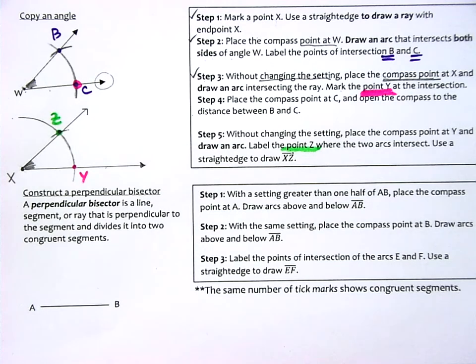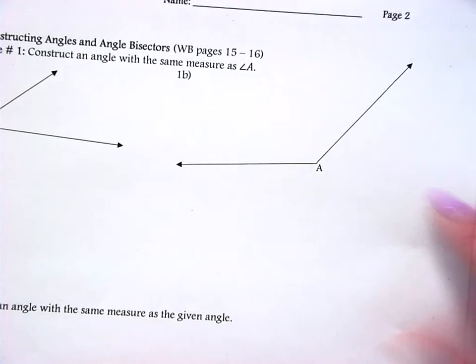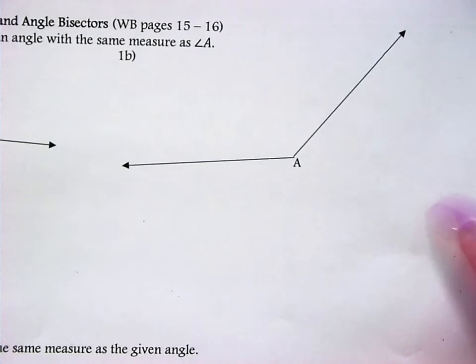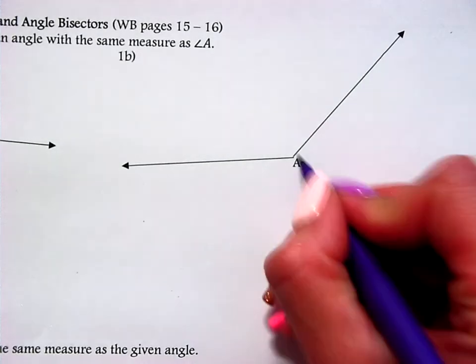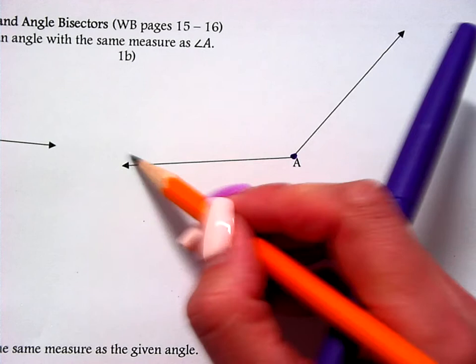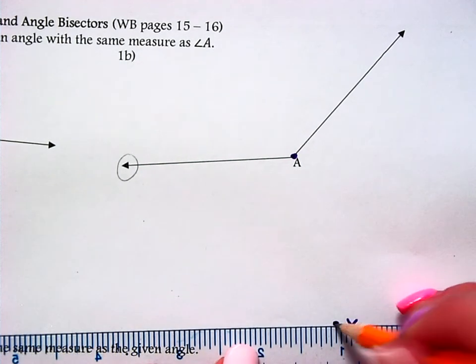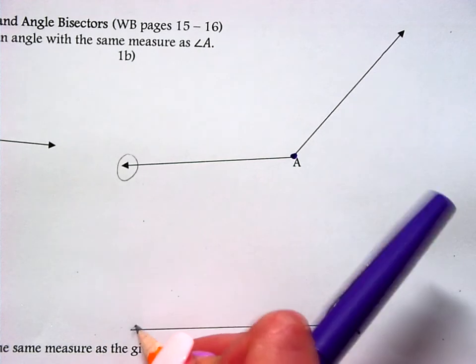An additional example that I would like to show you is how to construct or copy an angle that is obtuse. So this was an acute. Now we're going to take a look at an obtuse angle. Here's point A, which is the vertex of an angle. We're going to create another vertex, let's say X. Remember, we're going to create a ray. So I'm going to go in the same direction. Here we are.